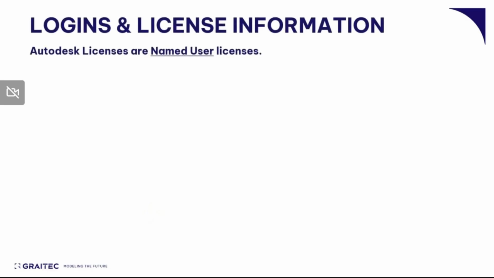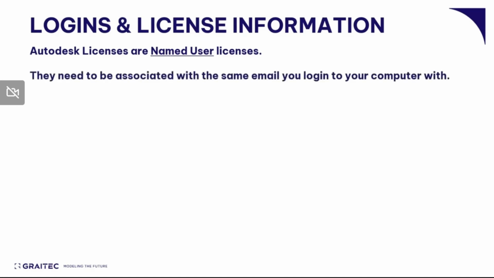Autodesk licenses have changed how they operate over the last few years. These days, all licenses are assigned to named users, so not ambiguous or anonymous. They have to be named users, individuals, and they need to be associated with the same email address you use to log into your computer, not just a random email address. It has to be the same one you log into Windows with.